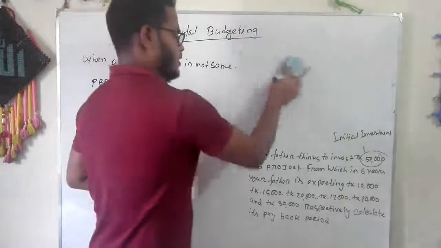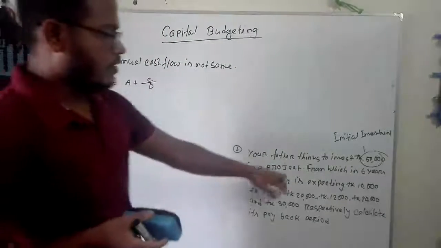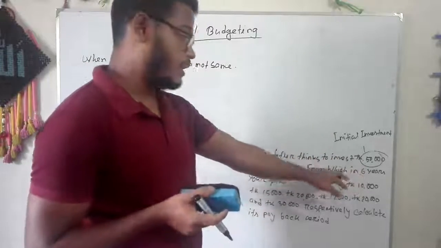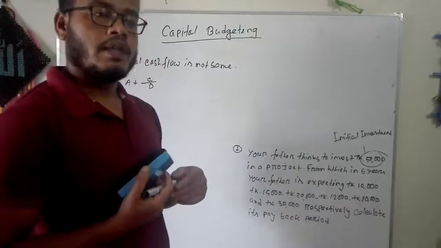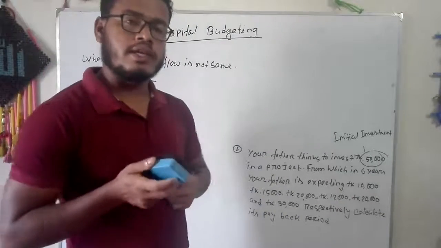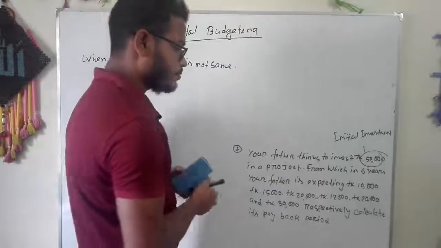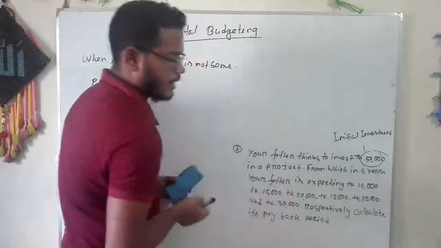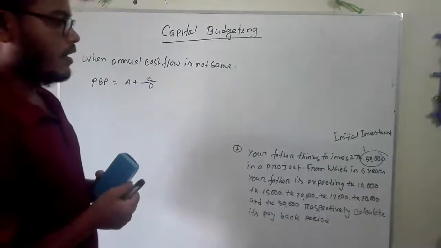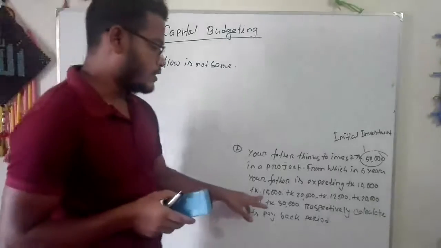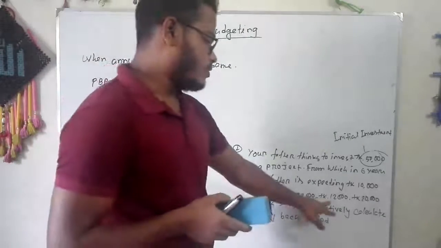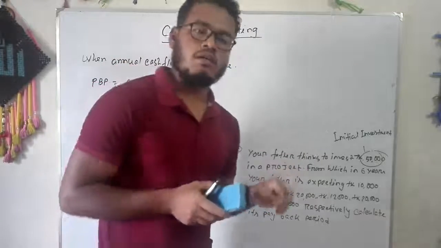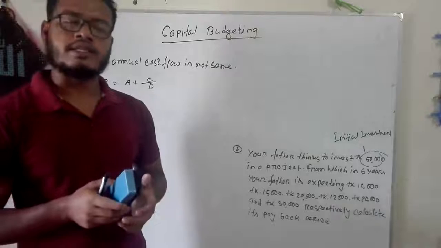So dear student, in a project, when I invest 50,000 taka, I will get returns within a total time of 6 years. In those 6 years your father is expecting taka 10,000, 15,000, 20,000, 12,000, 20,000, and 30,000 respectively. It's called the cash inflow.